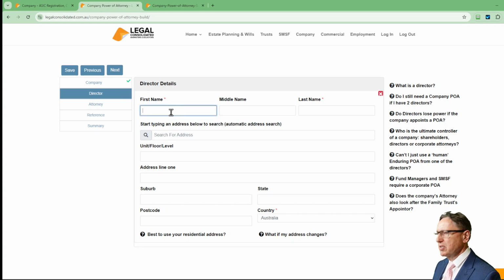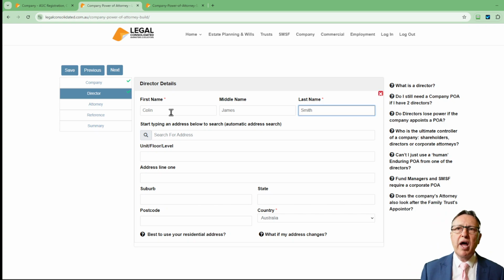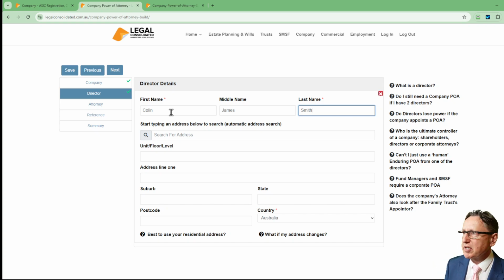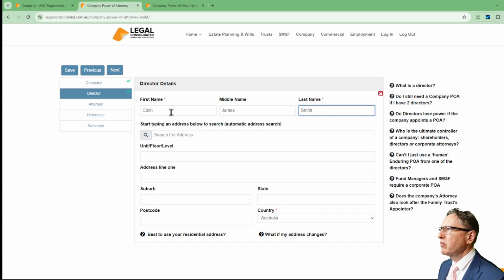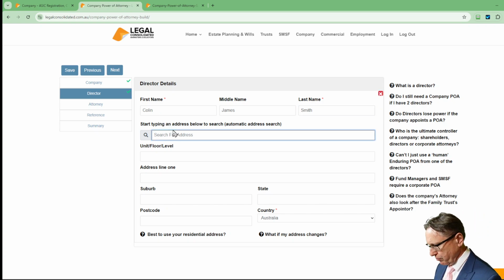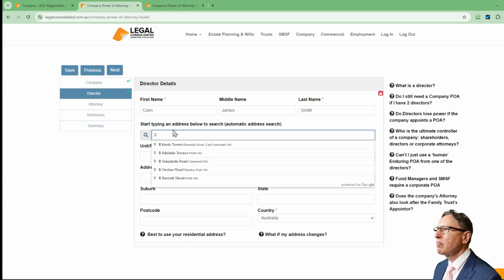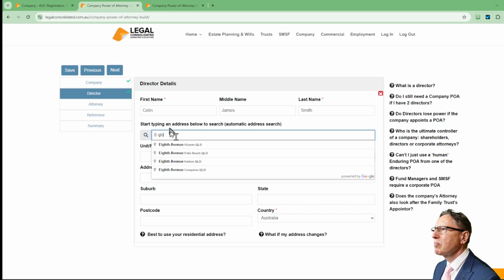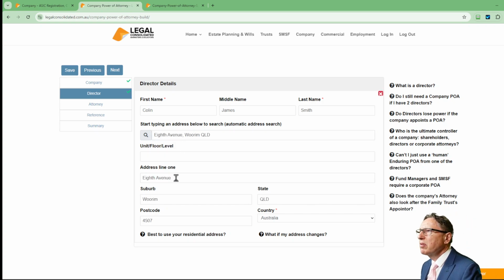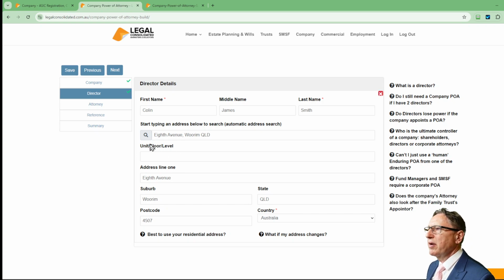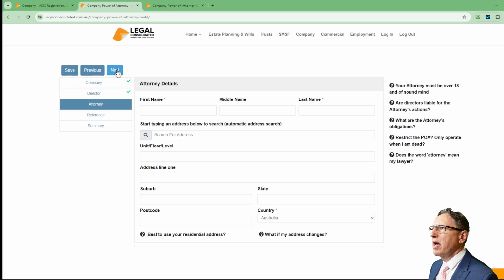And the director's details. Colin James Smith. If you've got a middle name, then you need to put in the middle name. If this is a legal document, it's a deed, so you must put in your correct address and correct name. The director lives in Queensland.